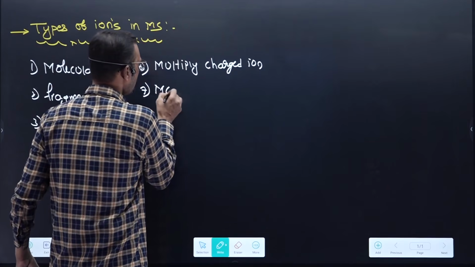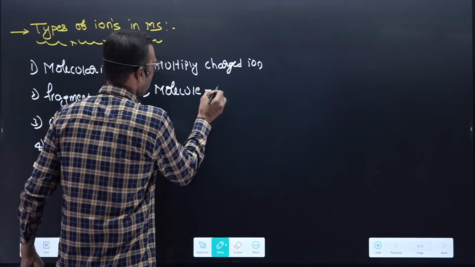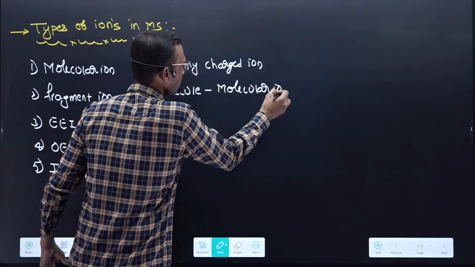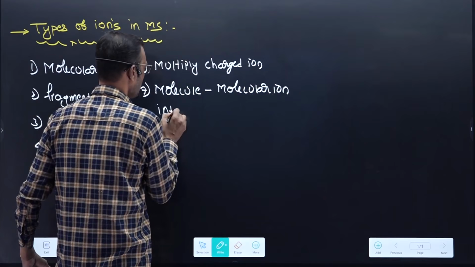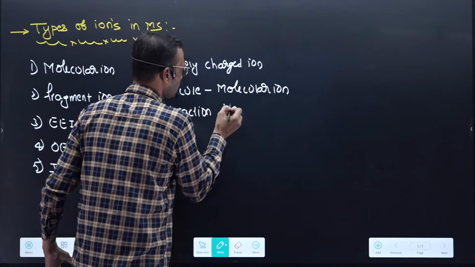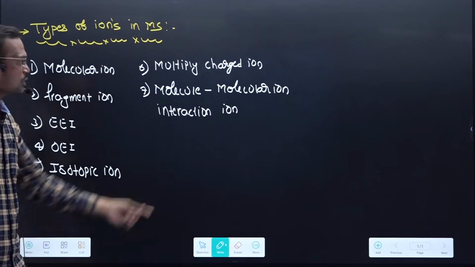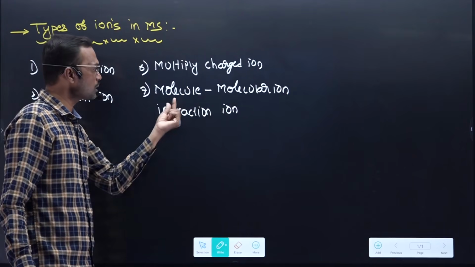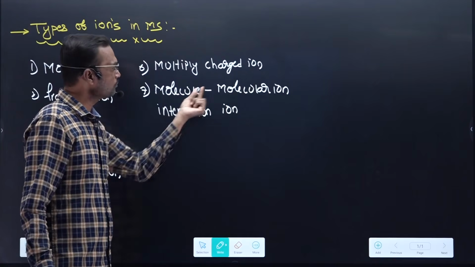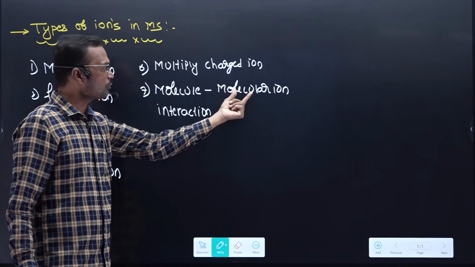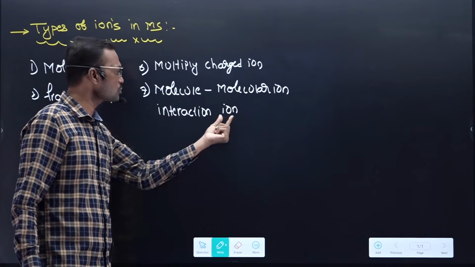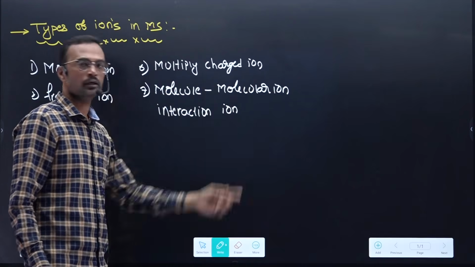Then molecular ion interaction ion. Now it is a new ion which is produced by the interaction between a molecule as well as a molecular ion. After formation of the molecular ion, this is going to collide with a molecule and forms a new ion that is called molecular ion interaction ion.